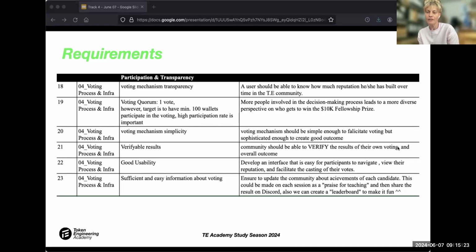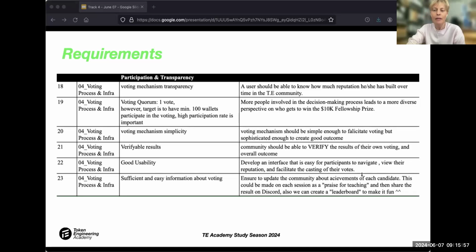We want to have a mechanism that is simple enough to facilitate voting, but sophisticated enough to create a good outcome. We would like to have verifiable results. So the community should be able to verify the results of their voting and overall outcome. To me, this is still not solved. I think there are ways to verify it numerically. The question is if we can provide this during the voting. But I agree that this is definitely something that should be our goal.